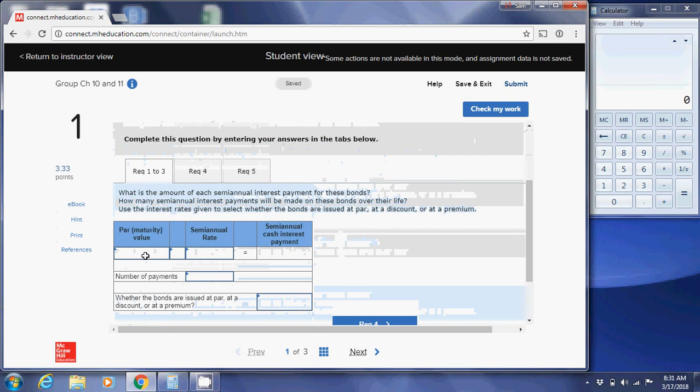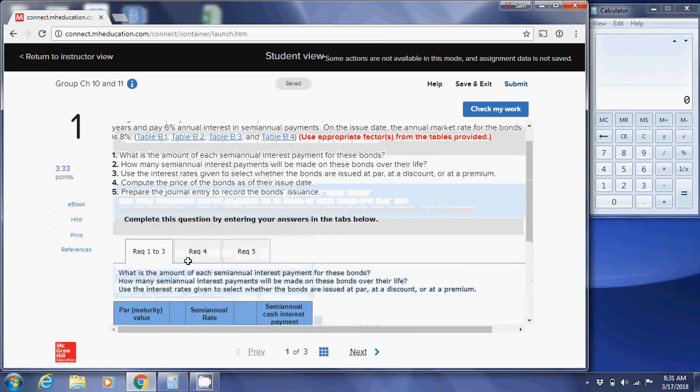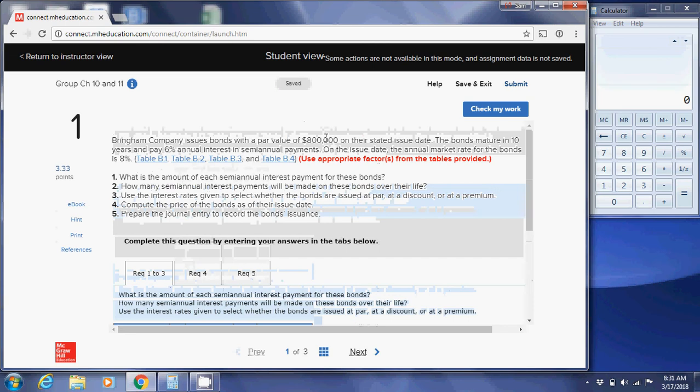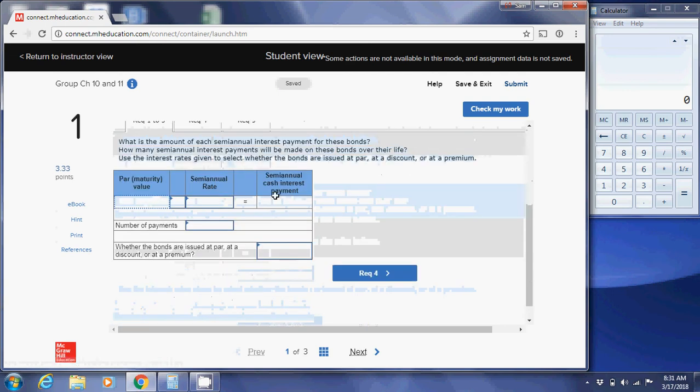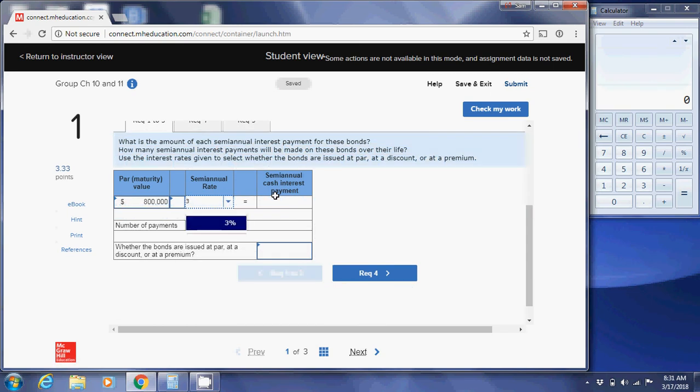So here we are on 1 through 3. They're asking us to figure out what the semi-annual cash interest payment is. So simply we're going to take the par value at maturity, and if we look up here real quick, it was $800,000. The semi-annual rate would be half of the 6%, and that will help us calculate the interest. So $800,000, and we're going to run that at 3%. And that will give us a semi-annual cash interest payment of $24,000.